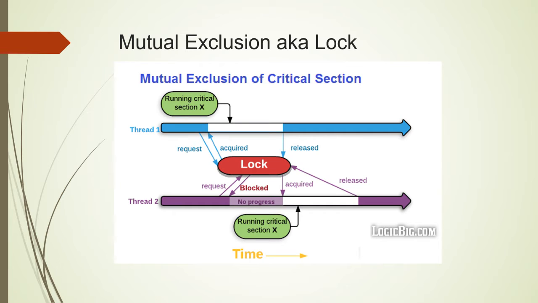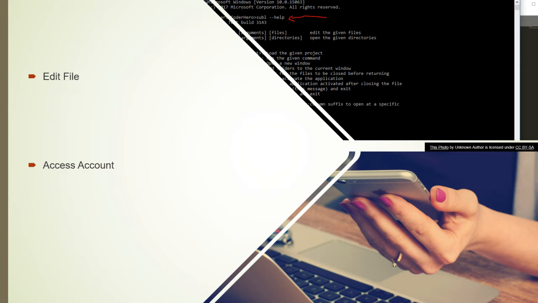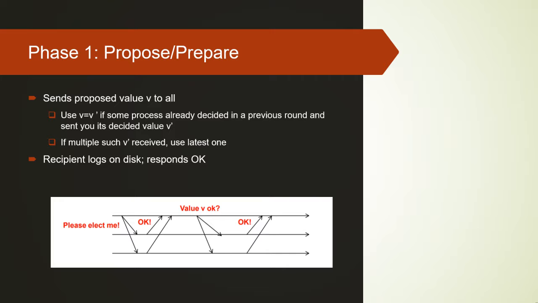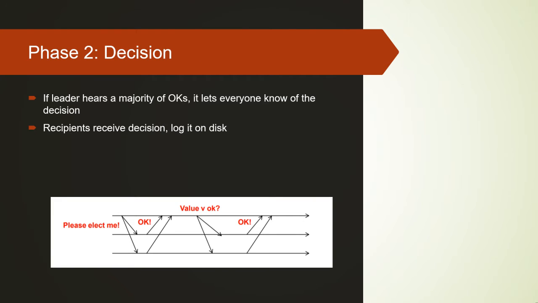Before we move on, we have a concept of lock, which is based on mutual exclusion, which means only one person can access the system at a time, which may be an account or a file. So in the first phase, or else prepare or propose phase, the proposer proposes for lock. Second phase is the decision phase where the acceptors decide whether to provide the lock. If the lock is provided, then all the acceptors log it on the disk.